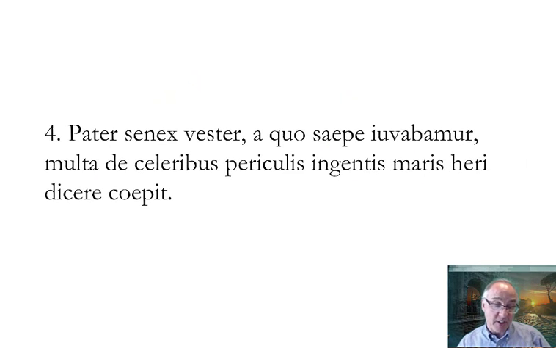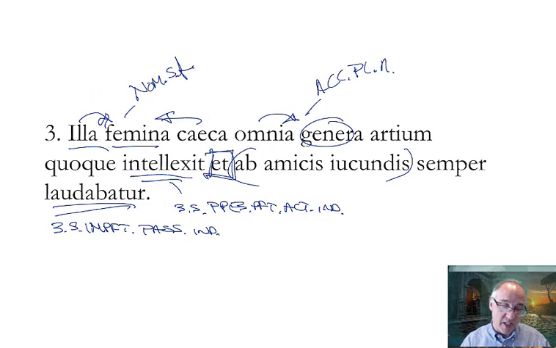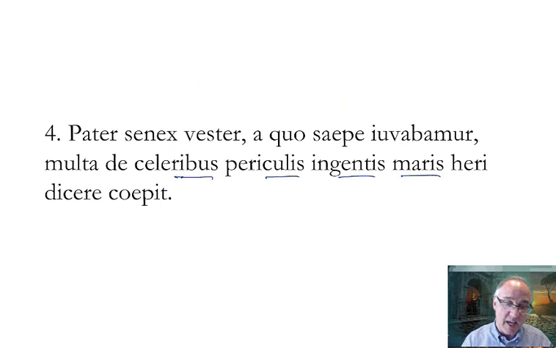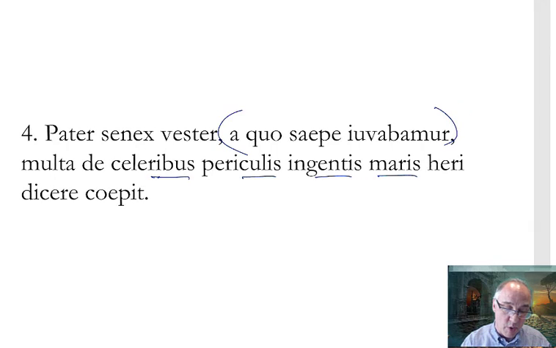Number 4. Pater senex vester, a quo saepe iubamor multa de caleribus periculus ingentis maris heri dicere coipit. Let me point out what jumps out at me is the caleribus periculus ingentis maris. Just like this other sentence here, they seem to all go together. They do not. And so let's be aware of that when we get to it. A quo, we have a relative clause right here in the middle of it. Let's set that off in a little bit stronger brackets.